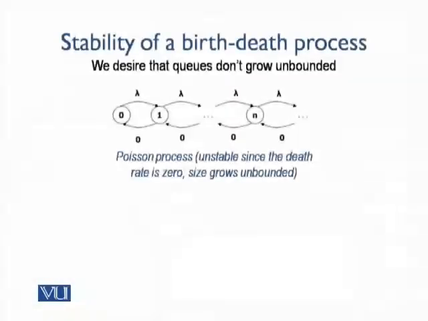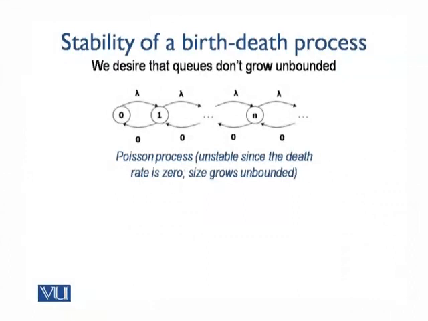We don't want a queue to grow unbounded in size. We want that when a customer comes, we may buffer it for some time, but we don't want our queue to have customers in it at all times. Ideally, we would like to have idle times as well, because that is telling us that the queue is performing well. So if we consider a single Poisson process, is it stable or not?